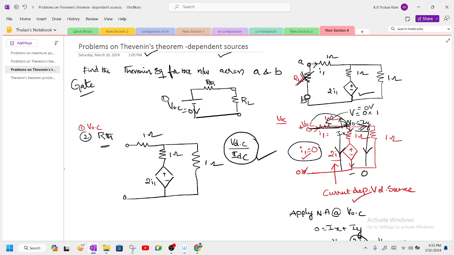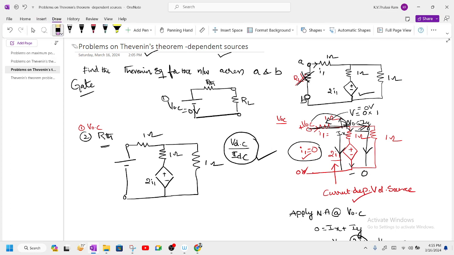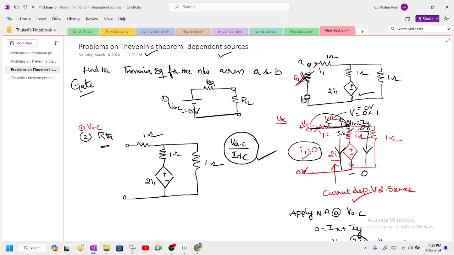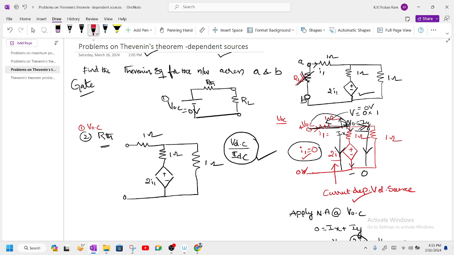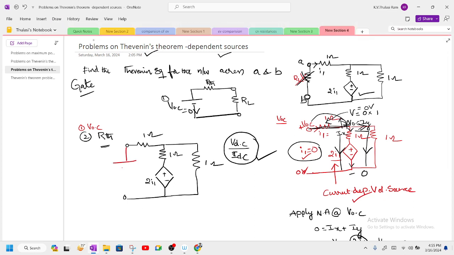So I have removed the load resistor and I'm going to apply some voltage, which is nothing but VDC. I'm using that already in the problem. What is given? I1 is given. So now we need to find out R Thevenin.